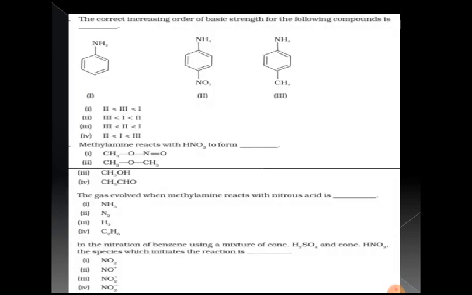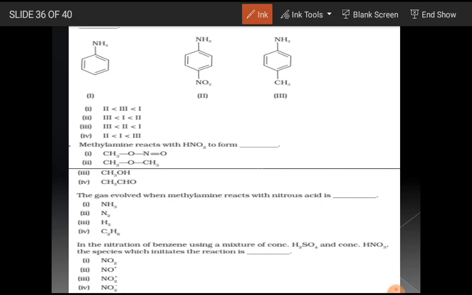Next question. The correct increasing order of basic strength for the following compounds is... Most basic is going to be when there is a CH3 group, right? Releasing group, or we can say donating group, will increase the basicity. So 3 will have the maximum. So only one option is coming, that is option number 4.